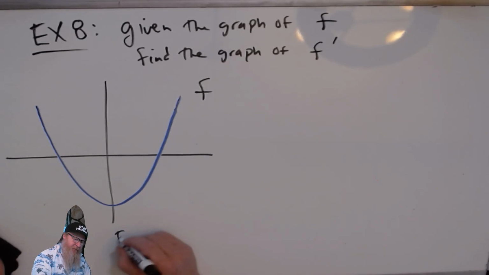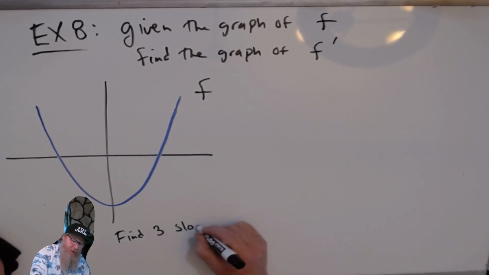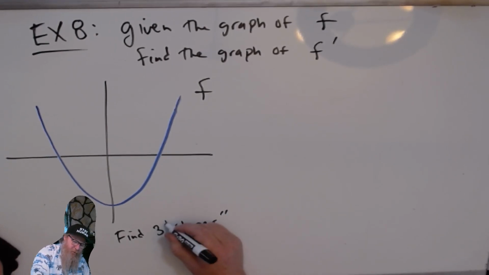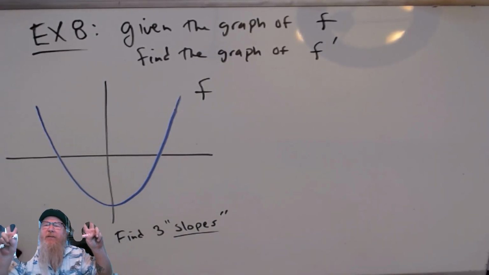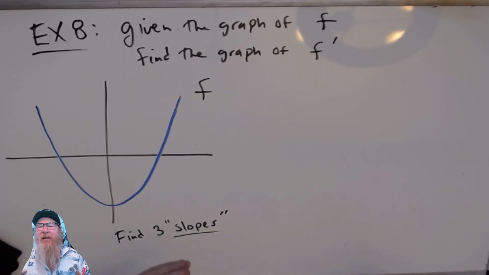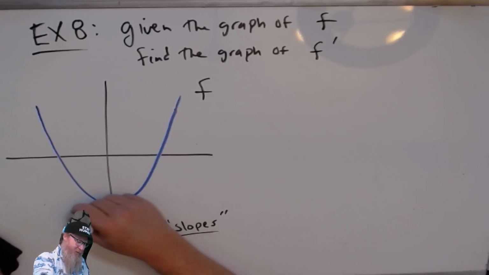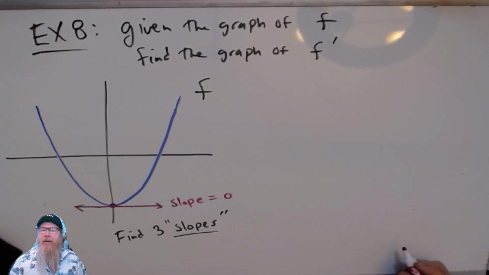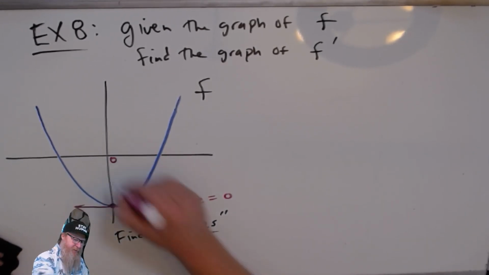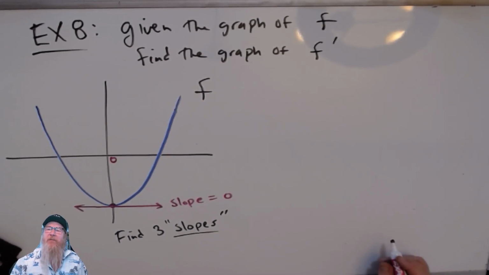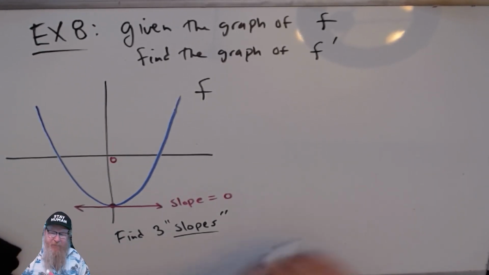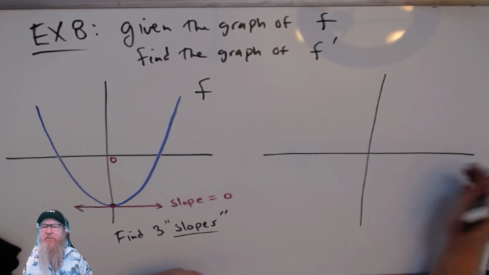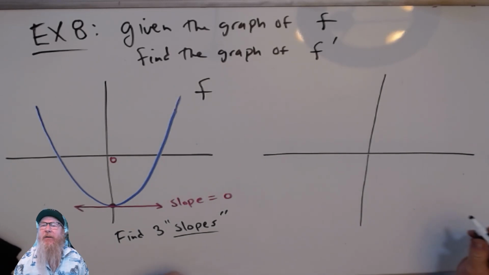So what I'm going to do is find 3 slopes, and I'm going to put the word slope in air quotes. I'm not actually going to use a formula. I'm just going to sort of wing it here. Let's find the easiest one, which is right here in the middle. The slope is 0. So this is the point 0, 0. I said I wasn't going to put any numbers, but I am. What I meant by that is I'm not going to take a piece of graph paper and label every number.